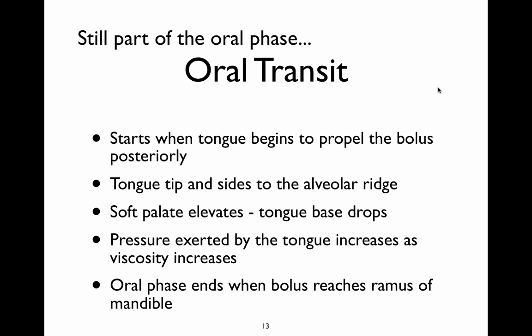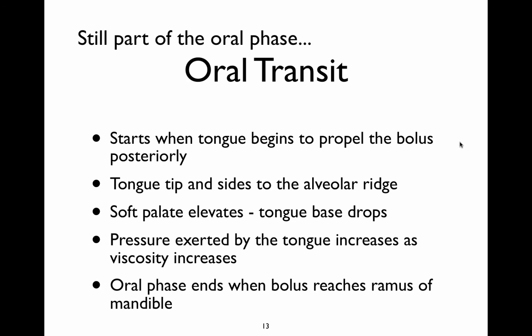So I wanted to go back over a few more points just to make sure that we understand what happens as the bolus begins to move. Now, you recall, I'm sure, that I mentioned that the tongue moves longitudinally, so anteriorly to posteriorly along the hard palate to propel the bolus towards the posterior aspect of the oral cavity. We consider that the beginning of transit for the bolus.